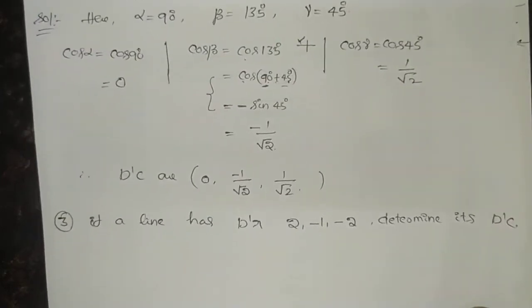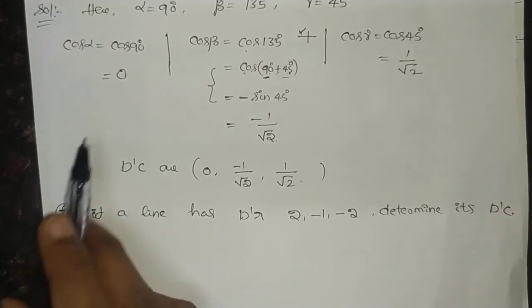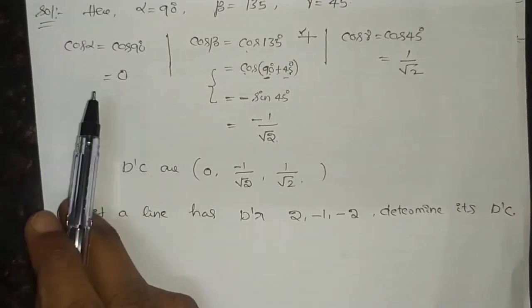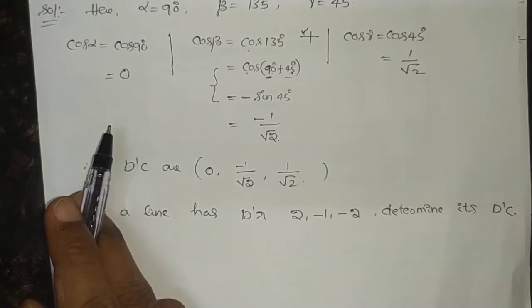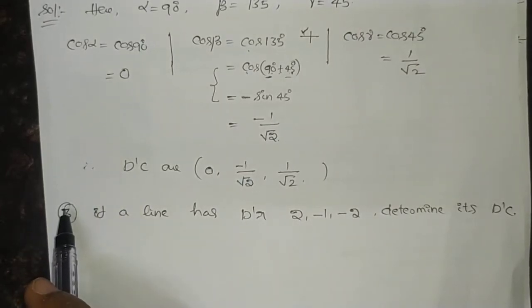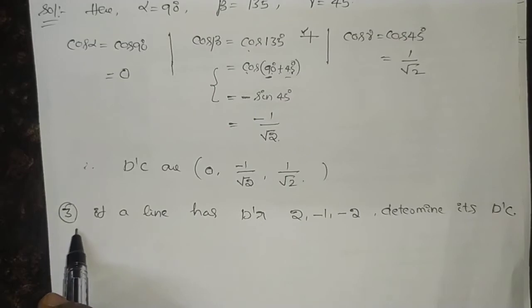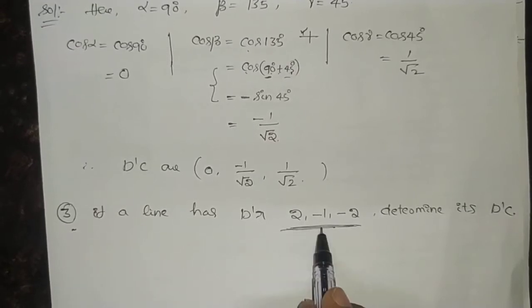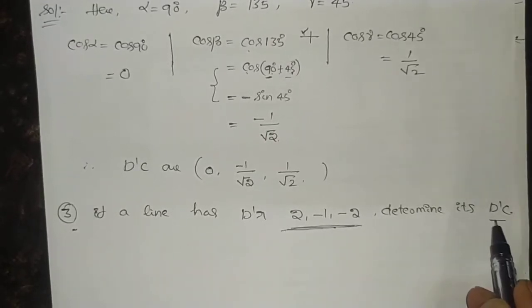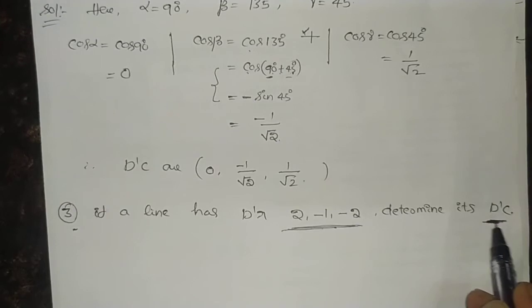Okay, we just compare this problem with the previous one. In the previous problems they gave only angles, right? Here we have the direction ratios. By using these direction ratios, we have to find the direction cosines of a line.